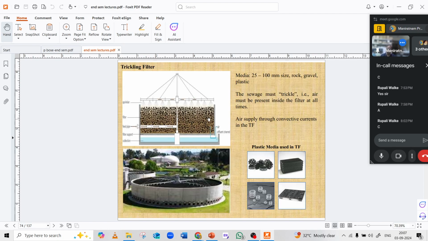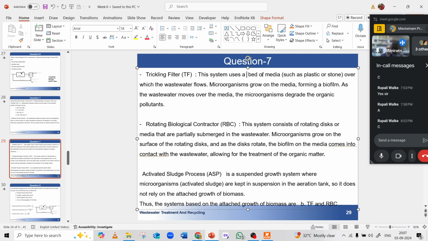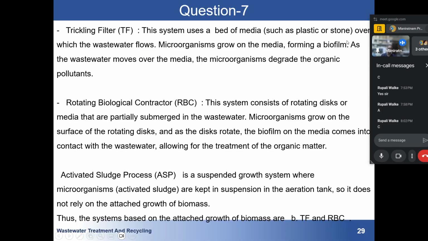So this is a picture of a trickling filter. Here it says rotating, but it is not rotating. I think I have written it incorrectly here. It is a bed of media, and only the bed of media is not rotating. Plastic media over which wastewater flows. The microorganisms grow on the media, forming a biofilm. As the water moves over the media, microorganisms degrade the organic pollutant.